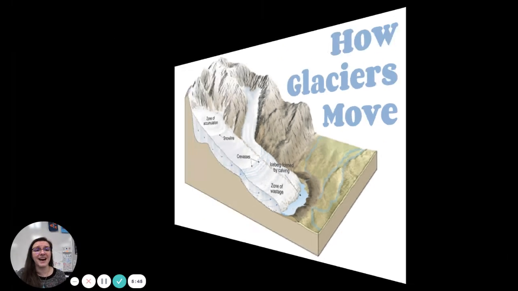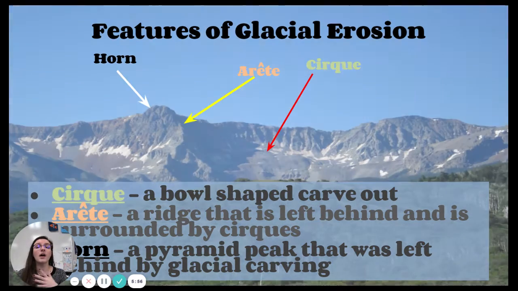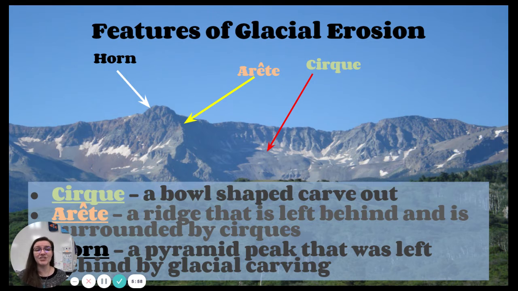Glaciers carve out a lot of really interesting things, and we can look at features from erosion and features from deposition. So first, erosion. These are features that get carved out as the glacier, the ice carrying rocks, moves down the side of a mountain. The first is a cirque. This is a bowl-shaped carve-out. This is just a chunk missing out of the side of a mountain.